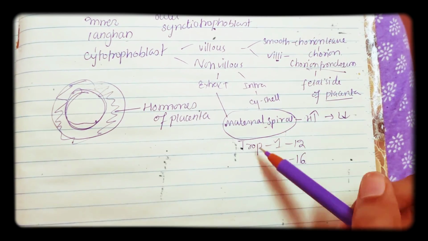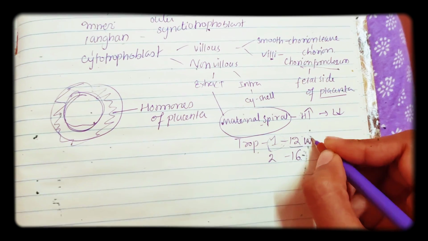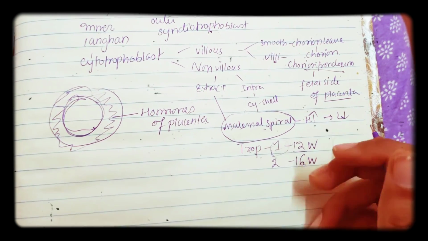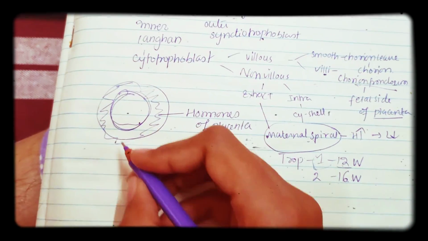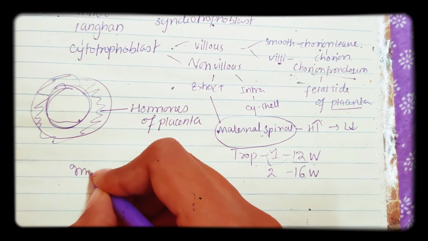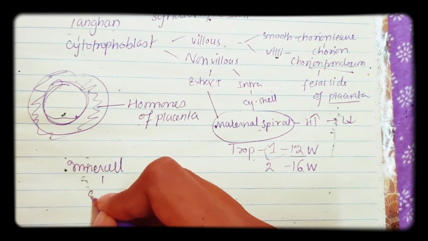And there is also trophoblastic invasion. The first wave will go on at 12 weeks, the second wave will go on at 16 weeks. So this is about the trophoblast. Now we'll discuss the inner cell mass. I already said that the inner cell mass will form the embryonic disc, right?